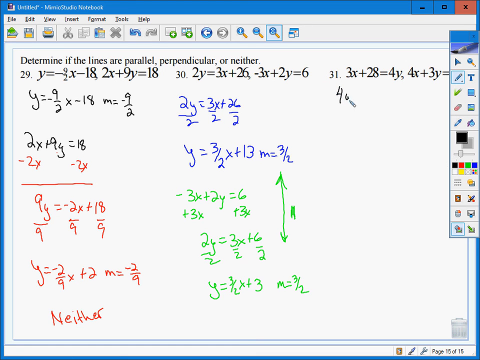I'm going to rewrite this first equation so y is on the left. The symmetric property allows me to do that. I'm going to divide each piece by 4. I have y equals 3/4 x, and 4 into 28 is 7. The slope of this line is 3/4.